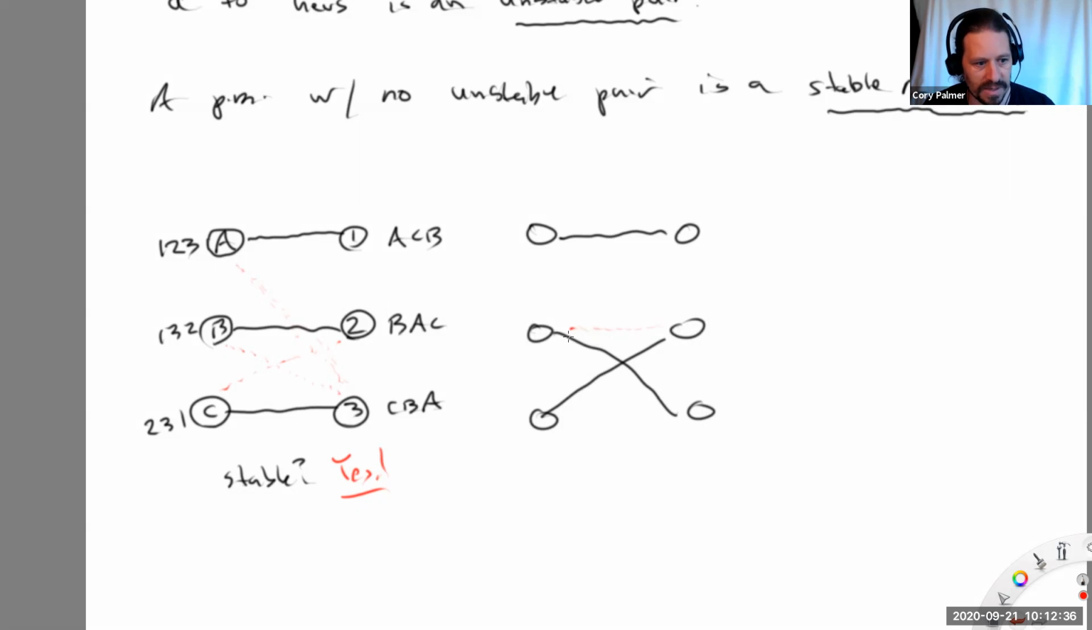So this is not an unstable pair because B doesn't want to trade up in this case. Before, B was happy to trade up here, but now B is happy to stay here. So that's not unstable. And then this one here too, I think it should be stable as well, because 3 is relatively unhappy because she'd rather marry C, but C is happy. C is matched to his highest ranked woman. Okay, so this is also stable.